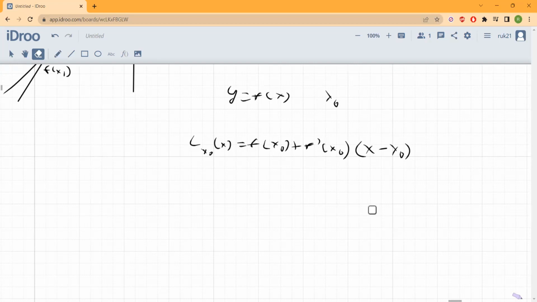So what we're going to do, as I said, is solve for f at x equals 0. What I'm going to do is make this a bit less confusing.